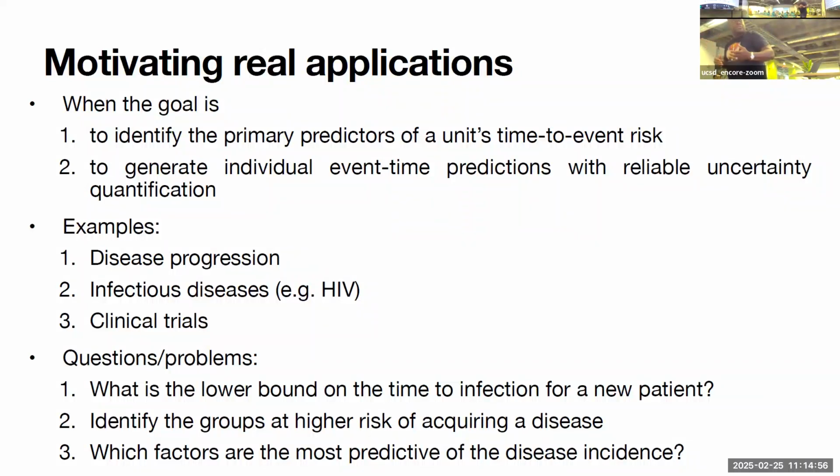Okay, and so the goal is twofold. One is, can we find a lower bound on the time to infection or time to death in that example for a new patient that will show up? You need a predictive algorithm.